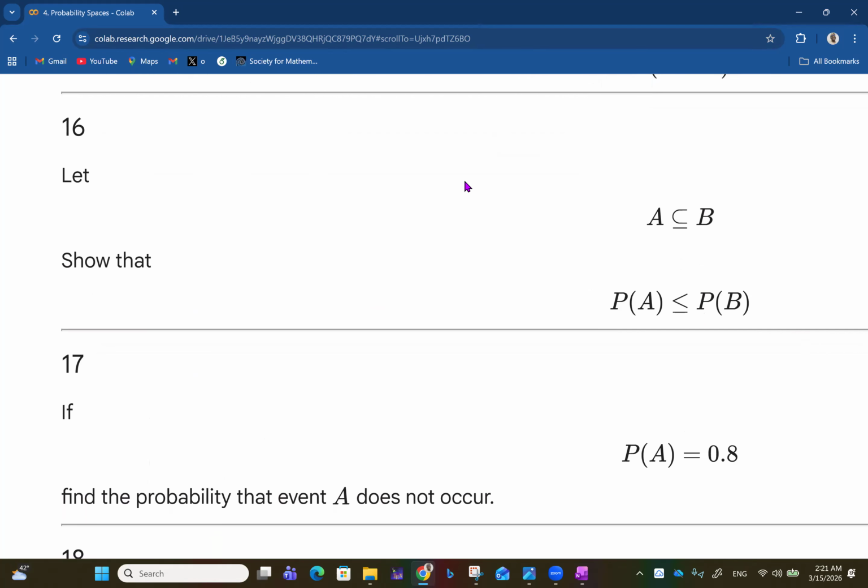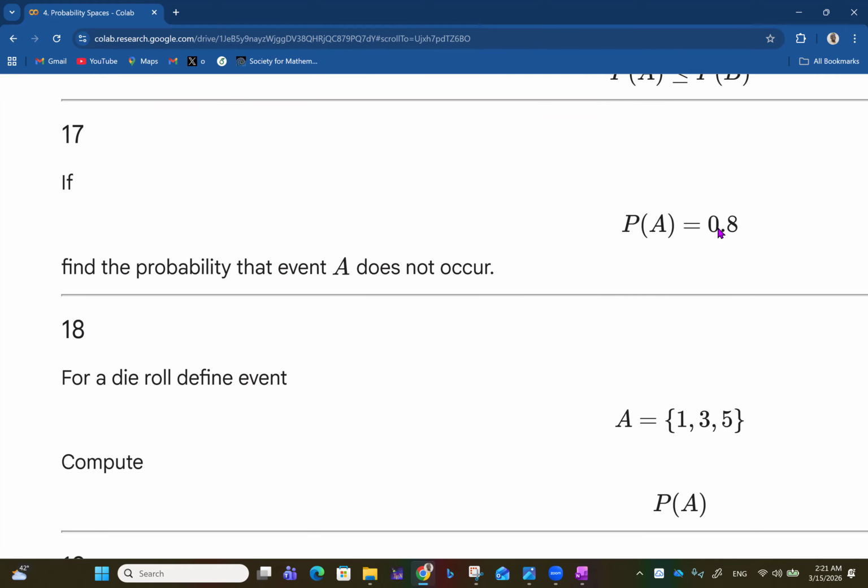Question 16. Let A be a subset of B. Show that probability of A is less than or equal to probability of B. Of course, that goes easily because A is a subset of B, so A doesn't have as many elements as B. So that would hold. Then 17. If P of A is 0.8, find the probability that event A does not occur. The probability that it does not occur will be 1 minus 0.8, which is 0.2 easily.